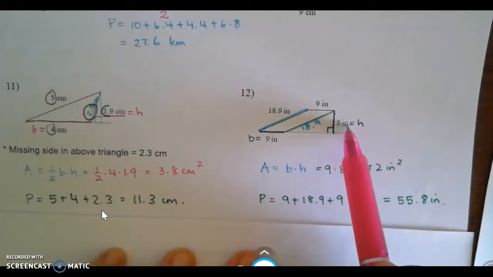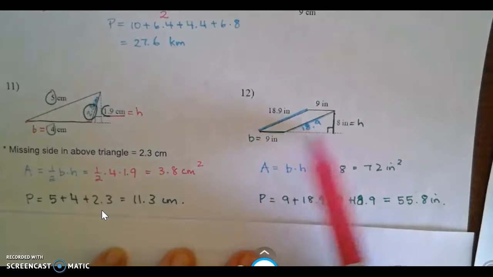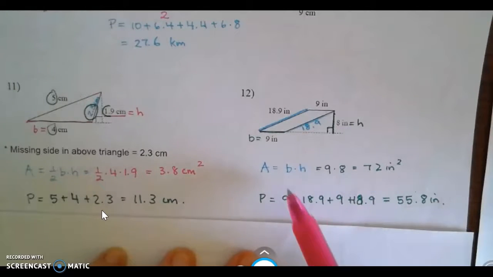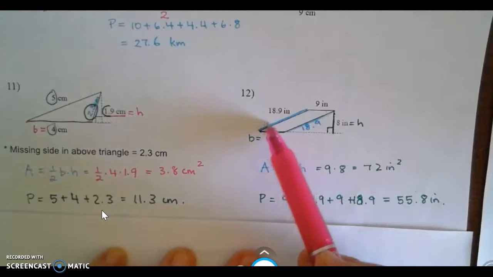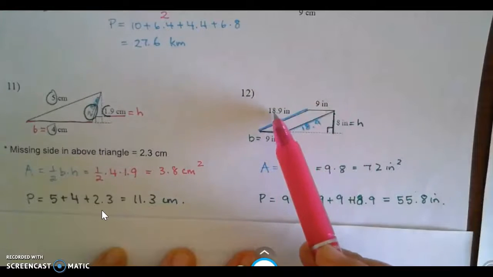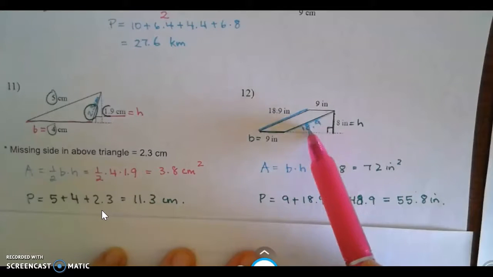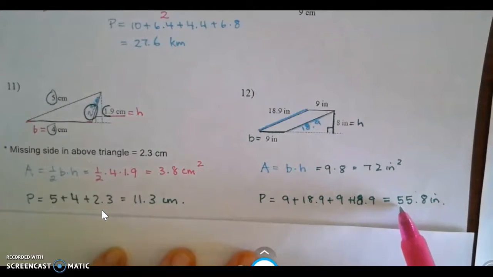Height is 8 inches and the base is 9 inches. So you're multiplying 9 times 8 to get an area of 72 square inches. And also for the perimeter, you're adding all the outside lengths. Since this is 18.9, the opposite side of a parallelogram is going to have the same measure. So it's going to be 18.9. And that leaves you with a perimeter of 55.8 inches.